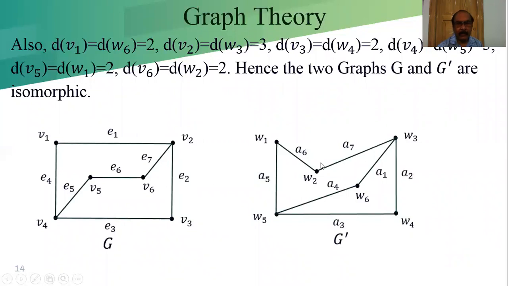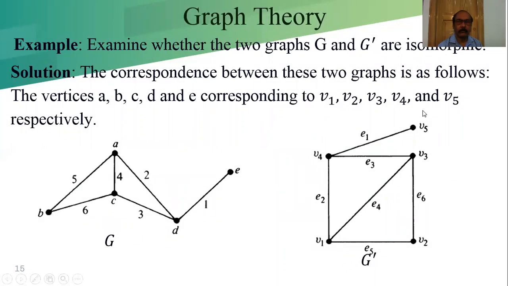That means sometimes they cannot look the same, but if we observe and do some alteration in the graph, then we can say whether they are isomorphic or not. Otherwise we have to check correspondence of vertices, edges, and degree and incidence property. They are examined whether the two graphs G and G test are isomorphic.